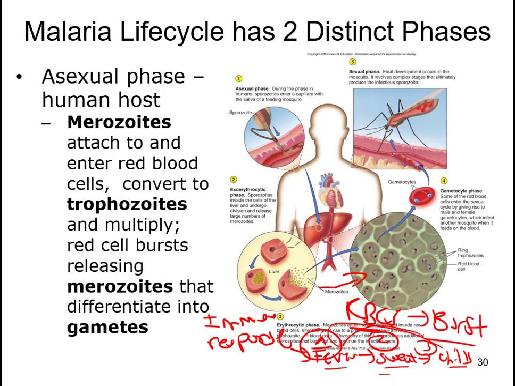Now that the red blood cells have burst, the merozoites differentiate into gametocytes. So some of the red blood cells actually don't burst, and those are the ones that are carrying the gametocytes or the gametes. These are the sex cells of the Plasmodium. But the Plasmodium cannot sexually reproduce in a human. It only can sexually reproduce in the Anopheles mosquito. So another mosquito, another female Anopheles bites the human, takes up the red blood cells with the gametocytes, and from there, the Plasmodium will sexually reproduce and the cycle will start over again.